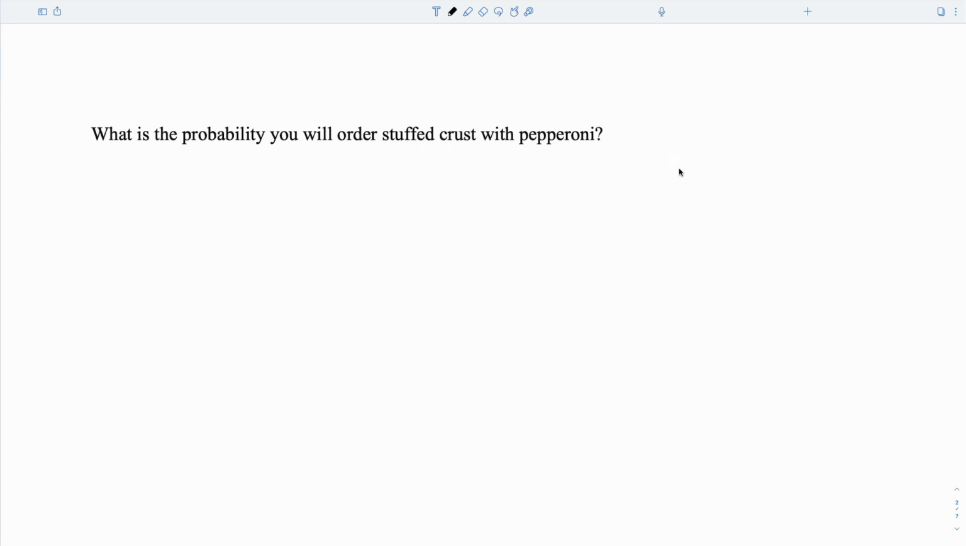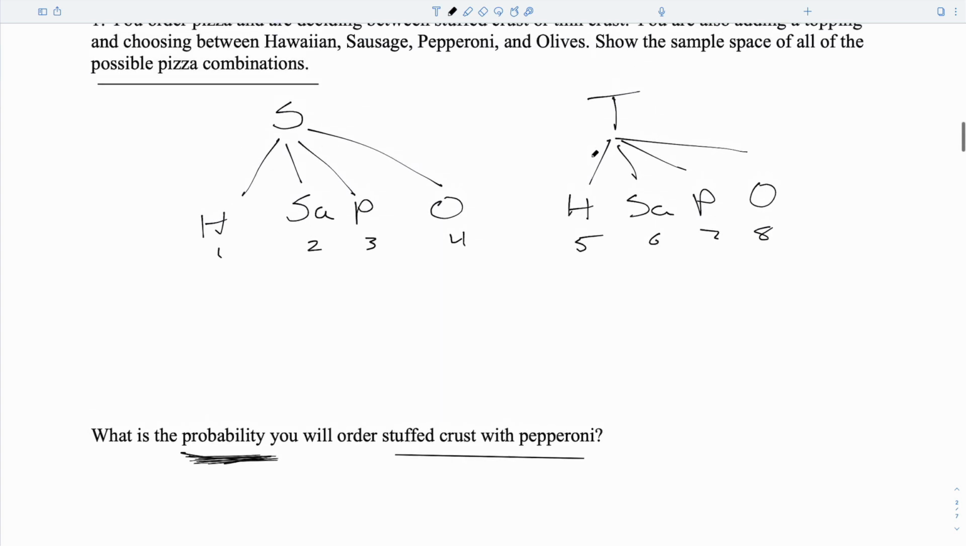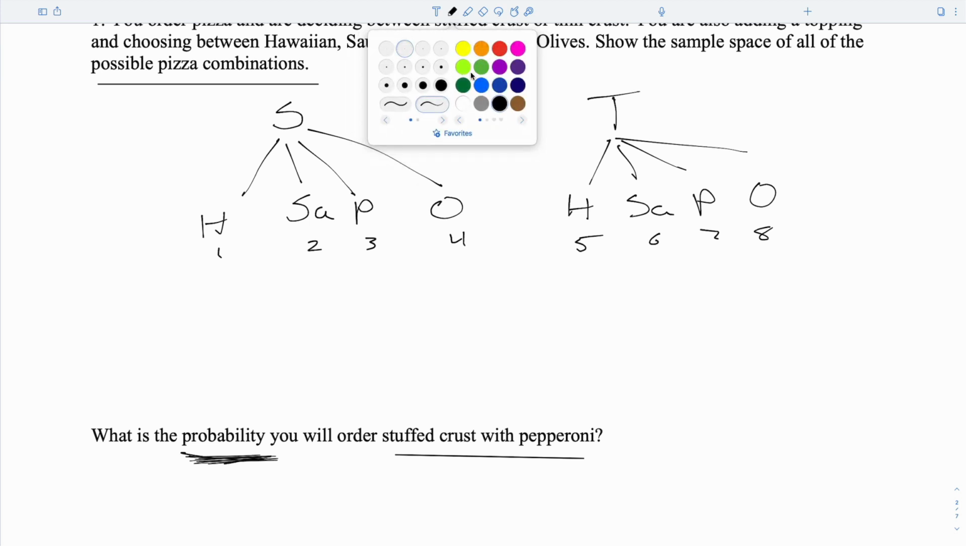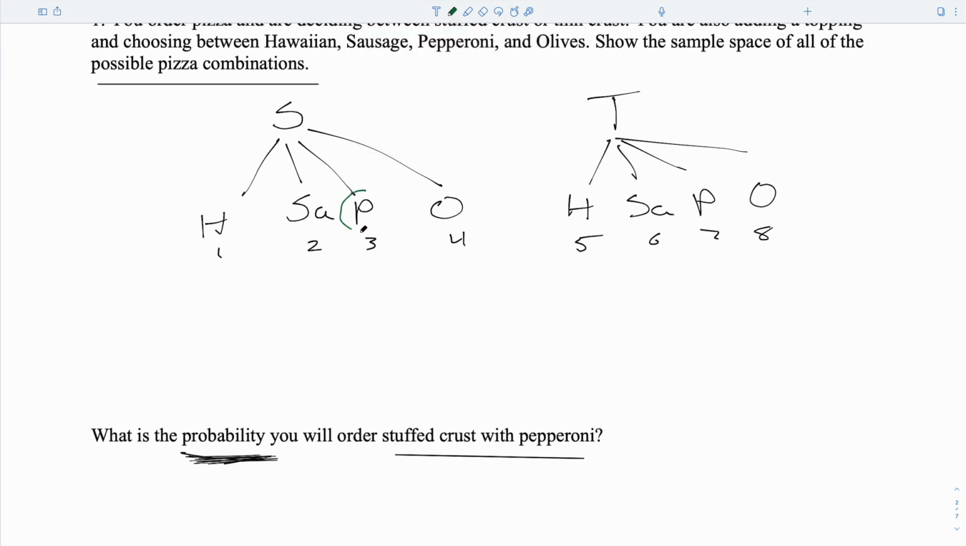So here's what we're actually doing today, though. Taylor, track the board. We want to know the probability. Underline probability. What's the probability that you're going to order stuffed crust with pepperoni? Go up to your sample space. Your tree diagram's your friend now because you know all the different types you can order. If you want stuffed crust with pepperoni, circle stuffed crust with pepperoni. That is one type of pizza you could order. Out of how many options?